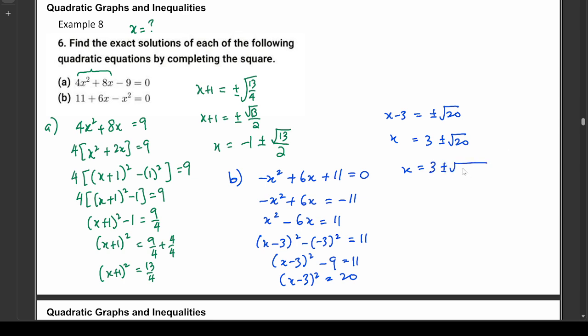right? We will simplify into the factors, 4 times 5. Square root of 4 is 2. Square root of 5 is decimal, so you can just keep it as square root 5, right? Even in exam, you do not need to put in the decimal. You can just keep the answer as square root 5, right? So this is the answer.